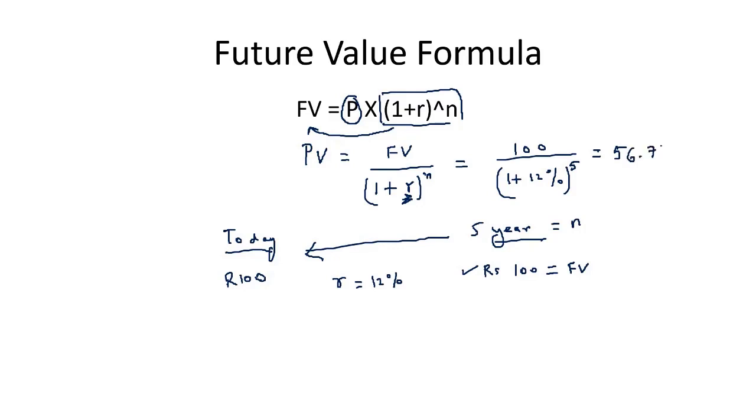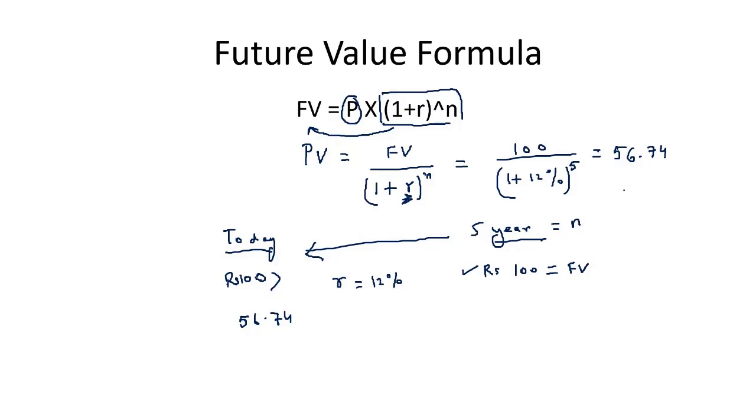If we solve this, it will be 56.74. So what does this really mean? Although we were looking at 100 rupees 5 years from now, the worth of that 100 rupees in today's time is 56.74. And that is the reason we said that 100 rupees of today is more valuable than 100 rupees after 5 years, because the real worth of that 100 rupees after 5 years is just 56.74, a lot lower than our 100 rupees today.